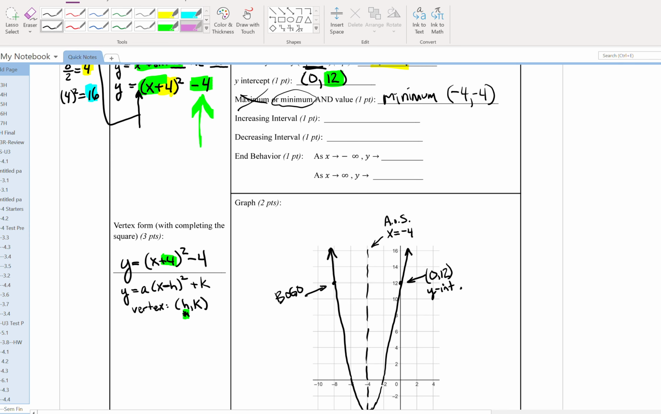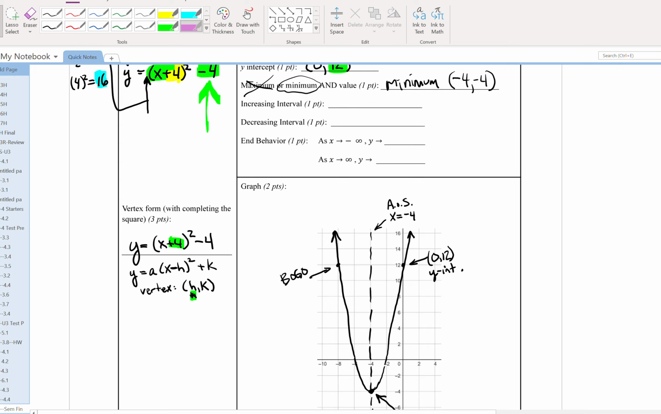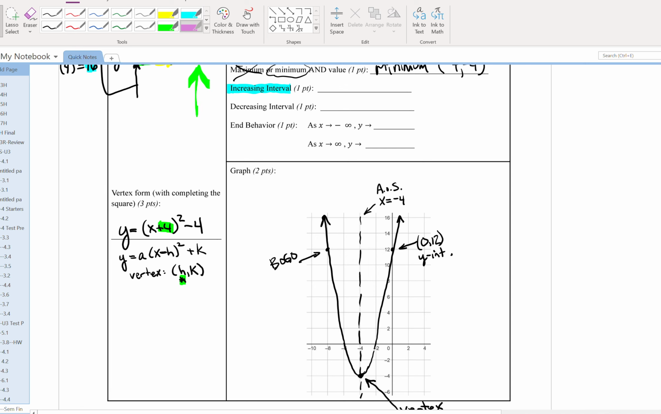And increasing interval, it increases. Let's use blue for increasing. As I move from left to right, it's increasing from this point off towards the right. It's going up. Y is going up. So what we need to do is show the x values where that happens. I'm going to move this out of the way. So it's increasing between those two x values, we'll say.